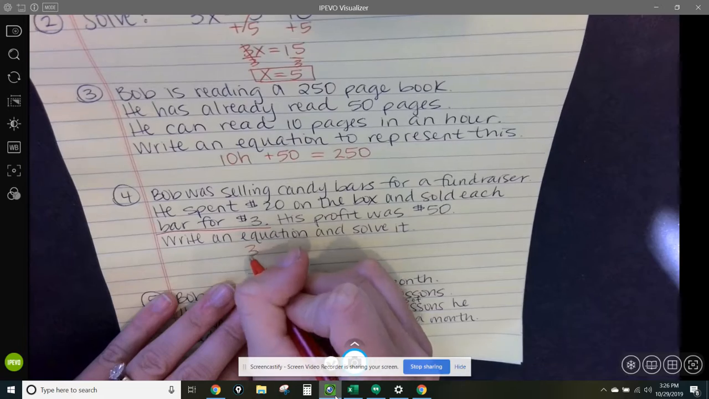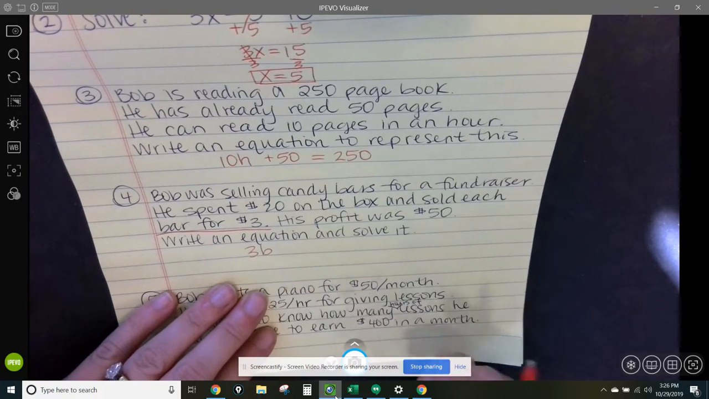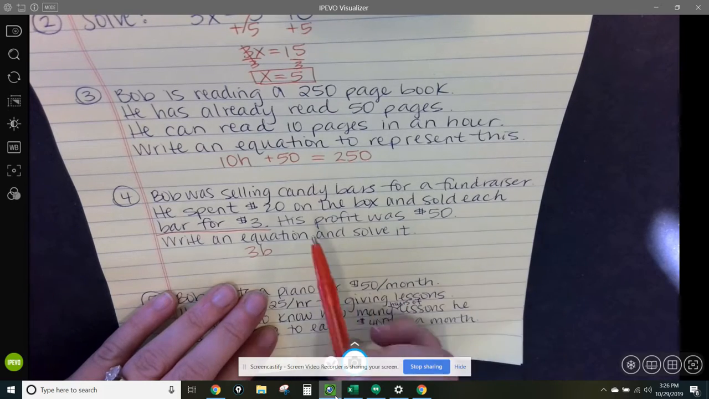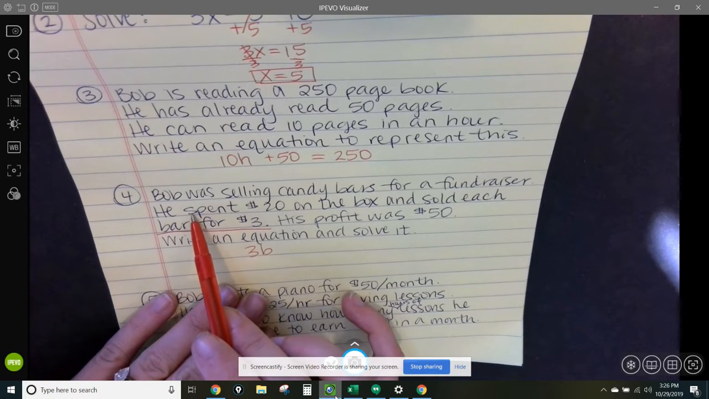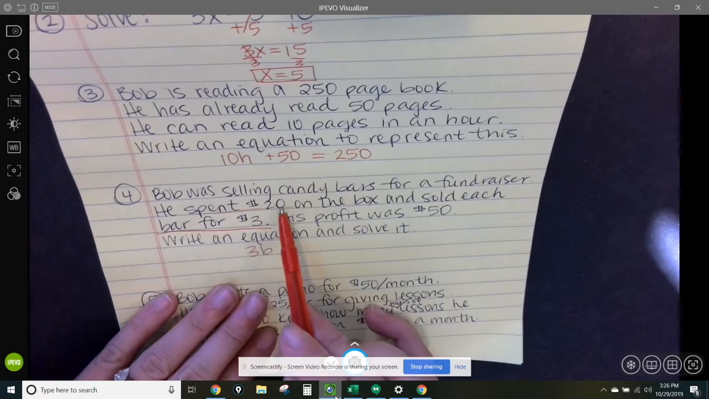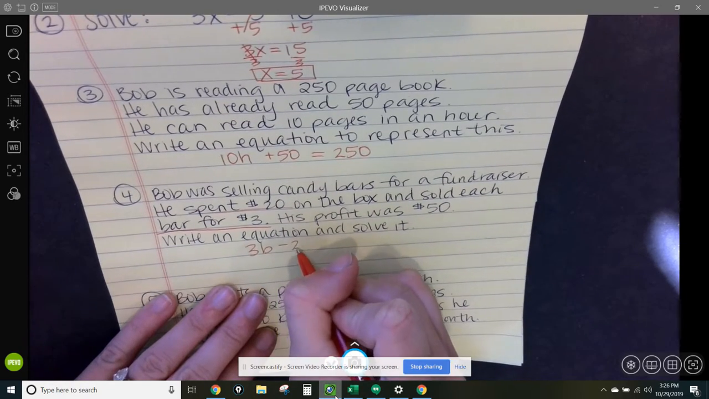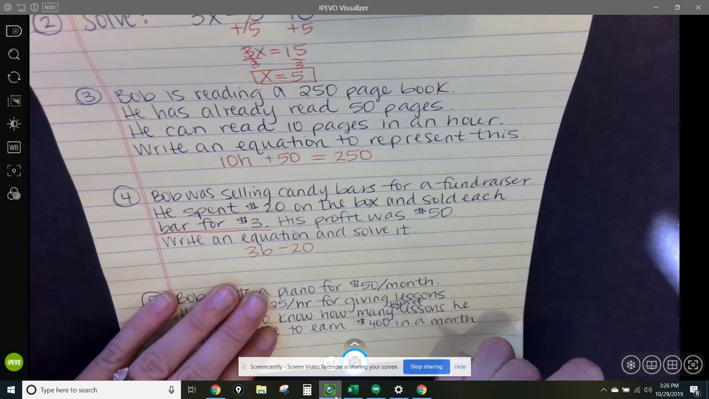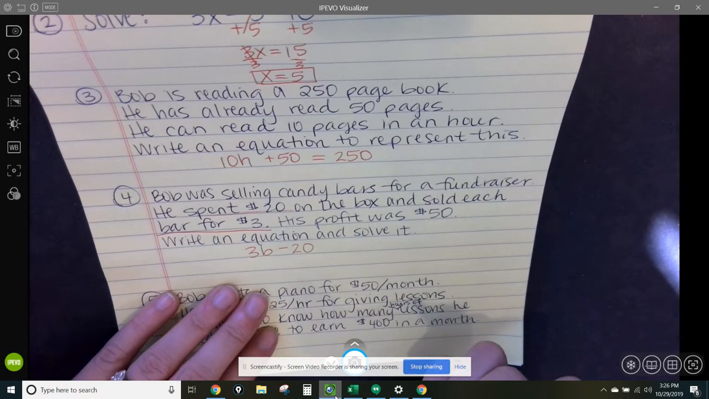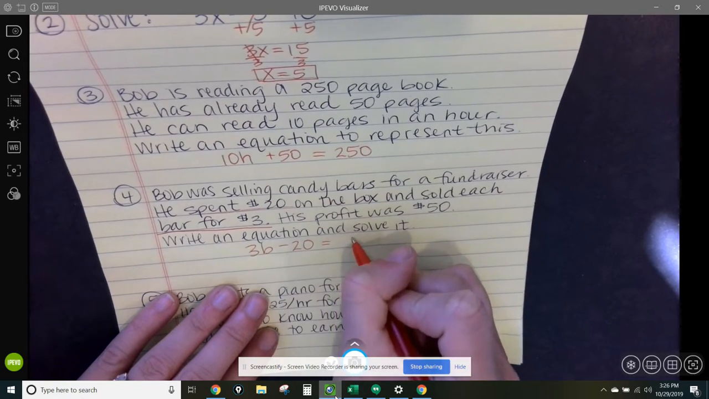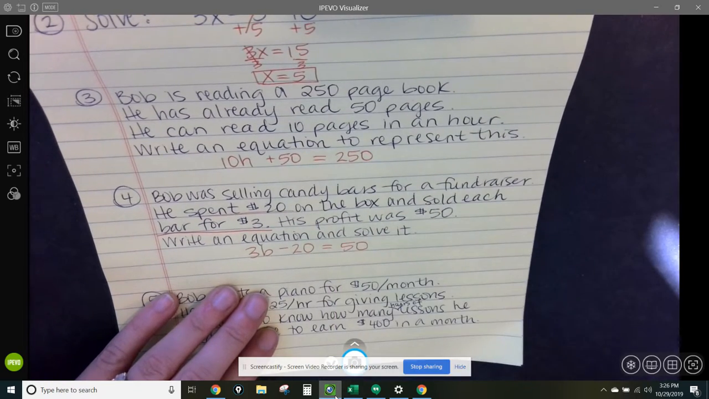So I'm going to have 3 times B for bar, how many bars he sold. So every bar he sold is 3. Now he had to buy this box of bars for $20. So out of all of the profits he's making, he will have to subtract 20 because he already had to buy it for $20. So $20 of his profit is going away. And altogether, his profit was $50.